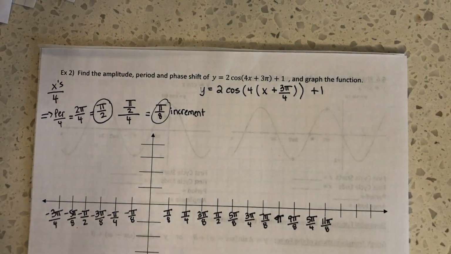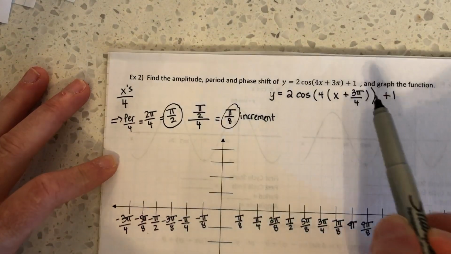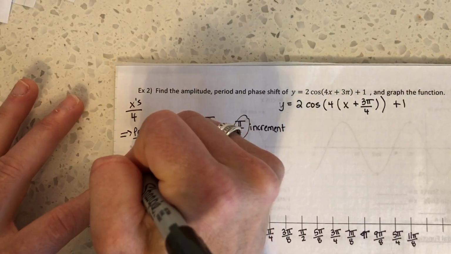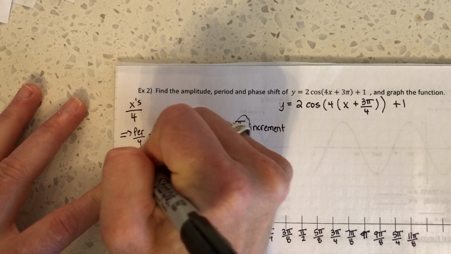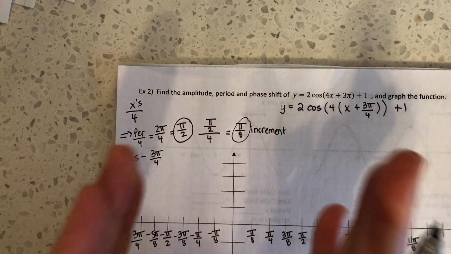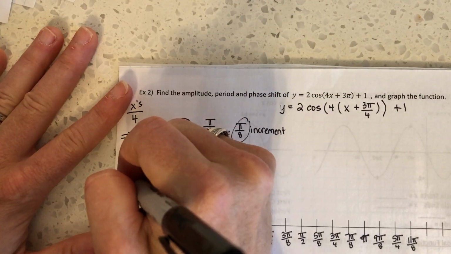All right, so what's happening? The x's are getting divided by 4, causing the period to change. And then your x's, it says plus 3 pi over 4. So we know that's going to be the x's minus 3 pi over 4. So it's going to cause this shift in the graph to go left 3 pi over 4 units.